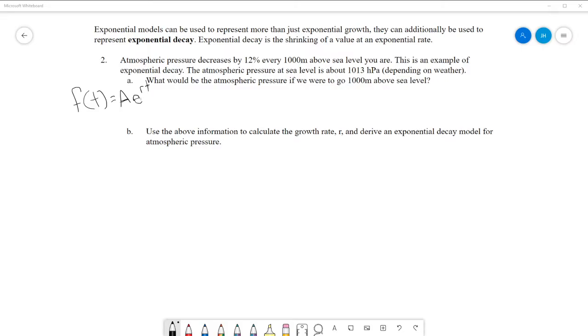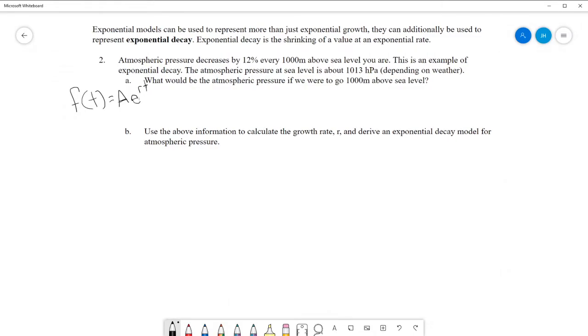What that means is that if I was to climb a mountain, at sea level, my atmospheric pressure is 1013 HPA, right? But then as I go up the mountain, here's 0 meters, here's 1000 meters. As I go up the mountain, the air pressure decreases. So here, my air pressure is going to be smaller. So the question is, what would be the pressure?